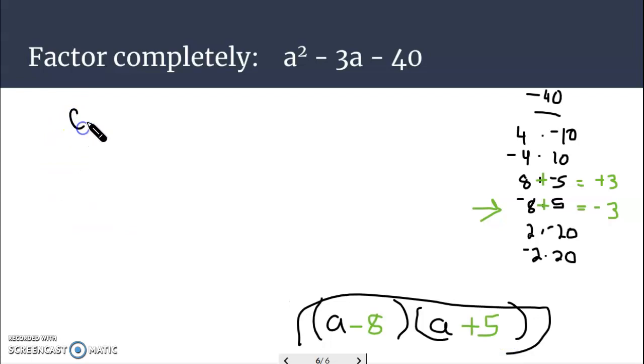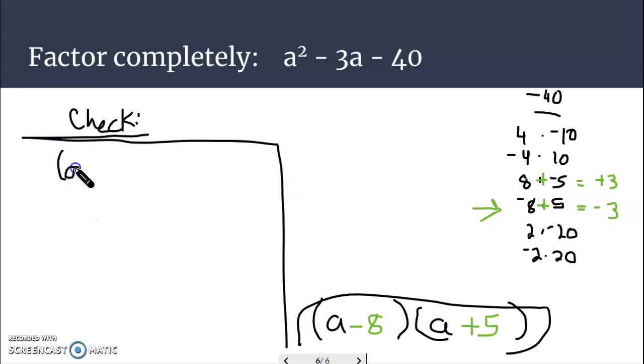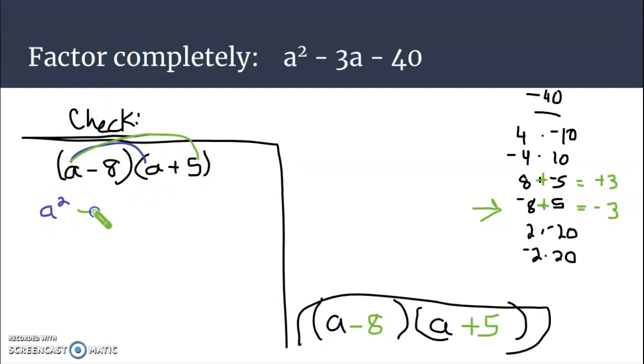I'm going to show just a quick check here, just to prove how this works. I want to multiply out what we got for an answer: a minus 8, a plus 5. All right, use that FOIL method. A times a is a squared. And then a times 5 makes 5a. Negative 8 times a, negative 8a. And then negative 8 times positive 5, negative 40.